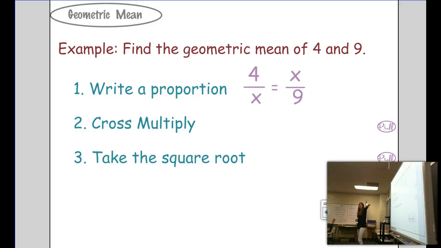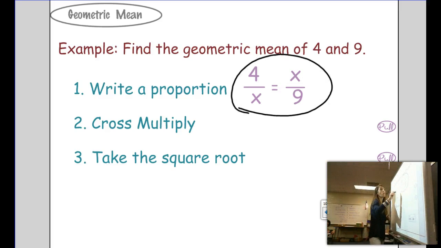So step 1, I already did step 1 for you. Write a proportion. So this is step 1. Put that under step 1 on your notes page. 4 is to x as x is to 9. Yep. 4 over x equals x over 9 in step 1. I know it's not very much room. You can write small, you can do it.